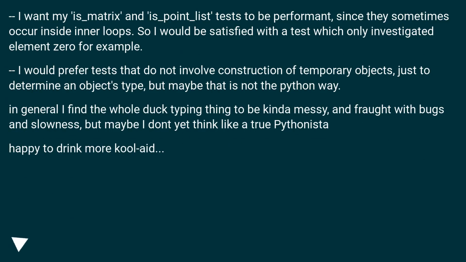I want my is_matrix and is_point_list tests to be performant, since they sometimes occur inside inner loops. So I would be satisfied with a test which only investigated element 0, for example. I would prefer tests that do not involve construction of temporary objects, just to determine an object's type, but maybe that is not the Python way. In general, I find the whole duck typing thing to be kinda messy, and fraught with bugs and slowness, but maybe I don't yet think like a true Pythonista. Happy to drink more Kool-Aid.